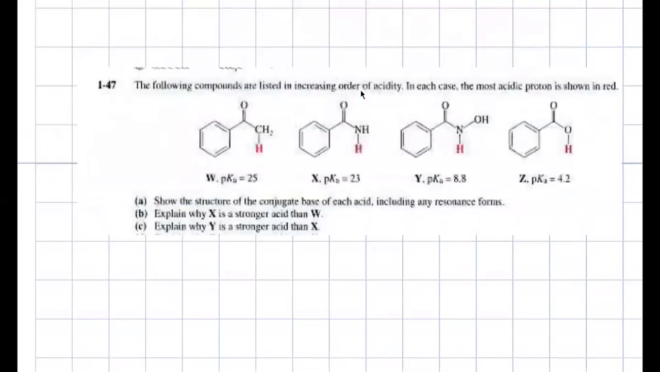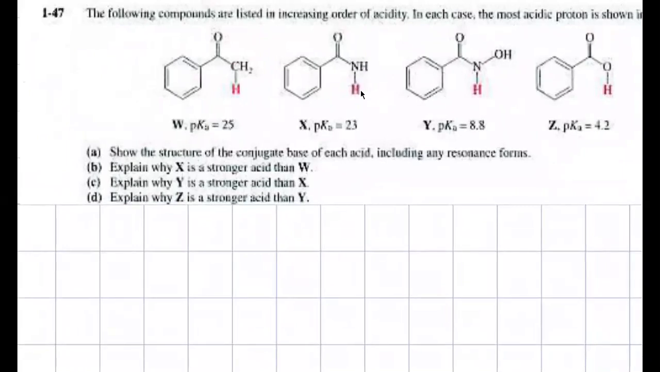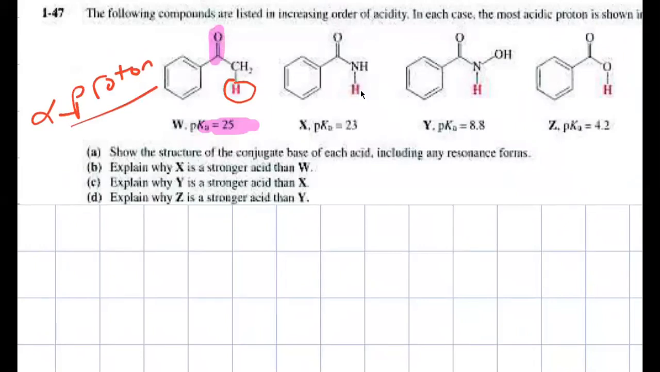So each one of these compounds is acidic in its own way, like not very acidic. Because you see here, W has a pKa of 25. That's kind of standard for what we call an alpha proton. Right? You see how that carbon is adjacent or next door to a carbonyl? That's what we call an alpha proton. So it's roughly anywhere between 20 and 25 for the pKa.